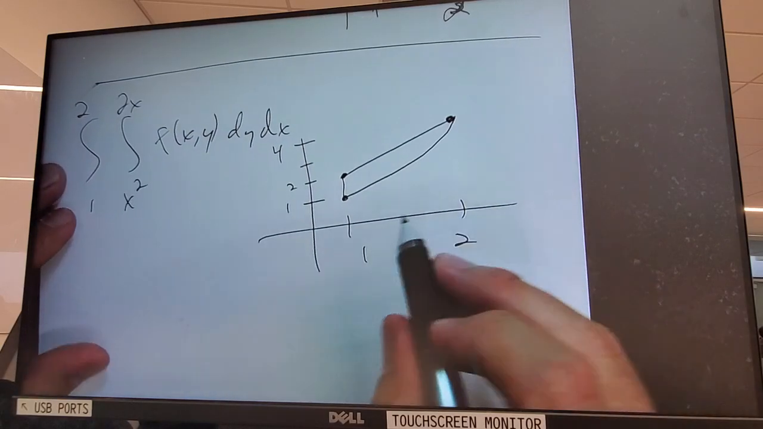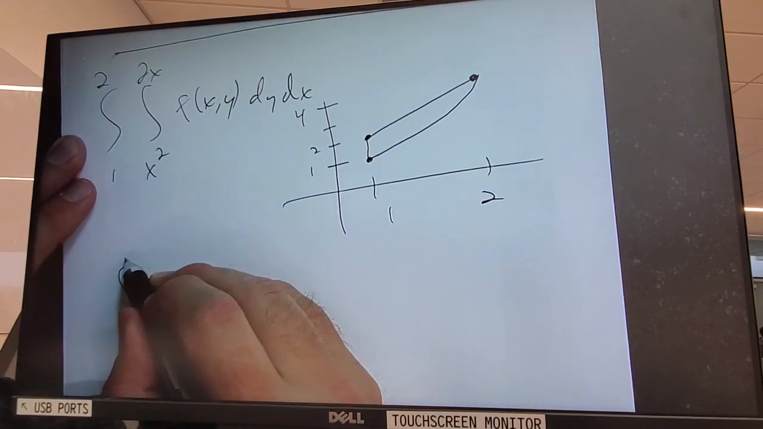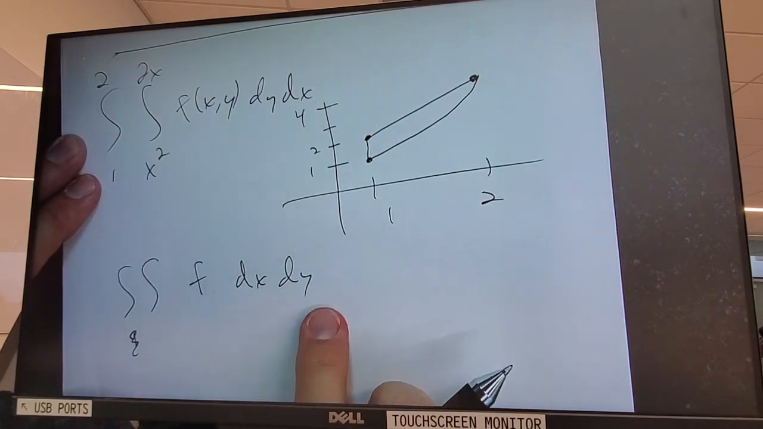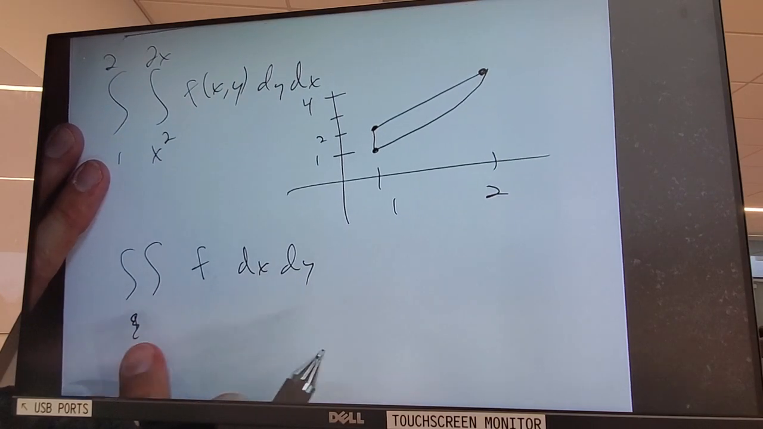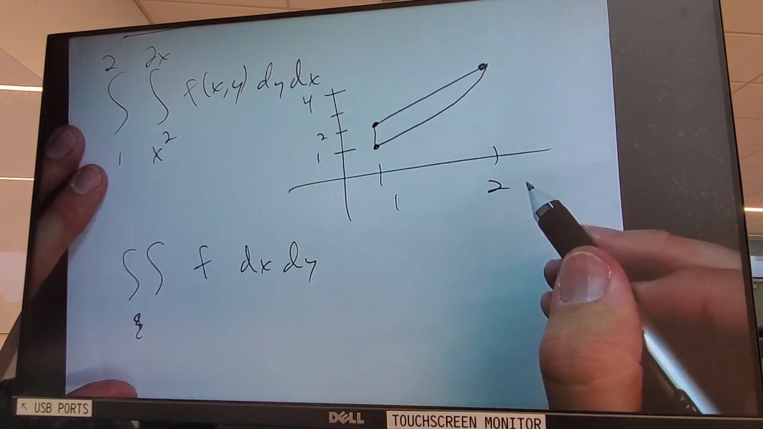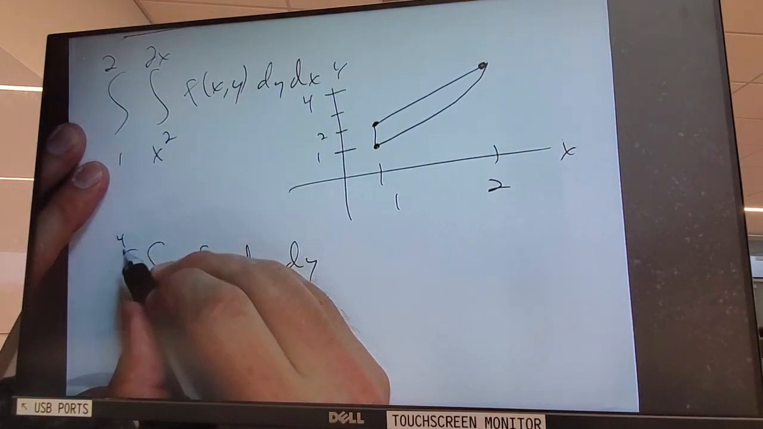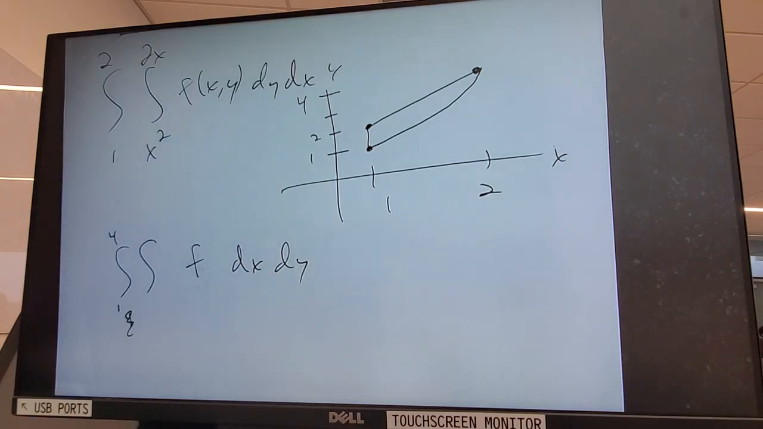So if I want to switch the integration, so now I want to be dx dy. What's the outer integral going to go from to? Good, because my y is going from 1 to 4. And now my inner integral, I can't just write the same functions. I definitely can't just put x squared to 2x on the outside. That makes no sense.